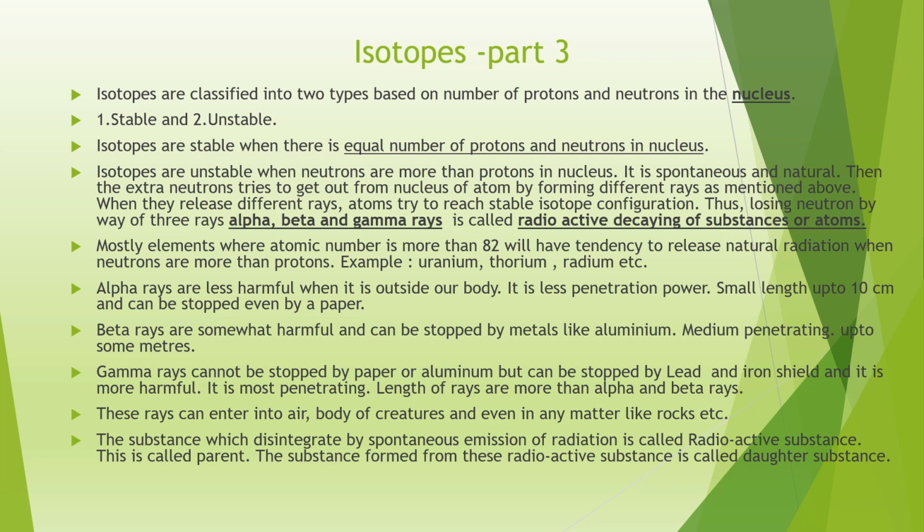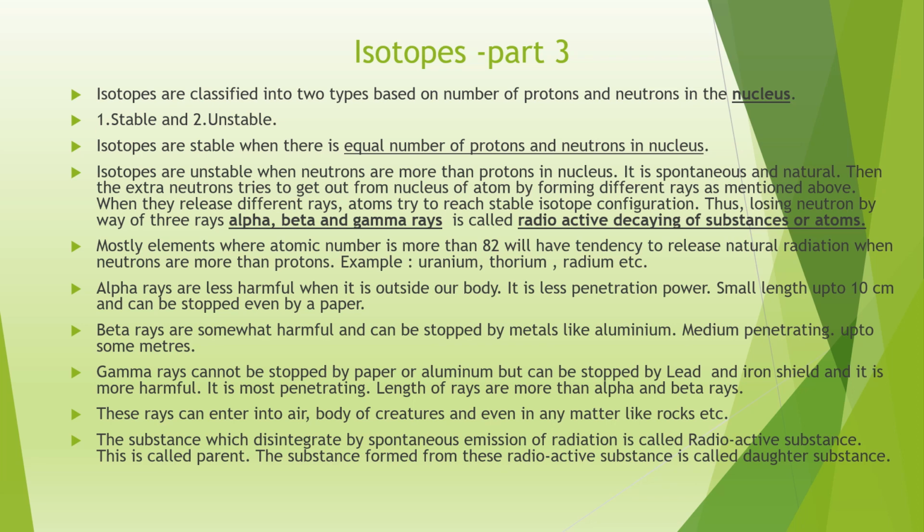Alpha rays are less harmful when outside our body. They have less penetrating power, travel small lengths up to 10 cm, and can be stopped even by a paper. Beta rays are somewhat harmful and can be stopped by metals like aluminium. They are medium penetrating, up to certain meters.